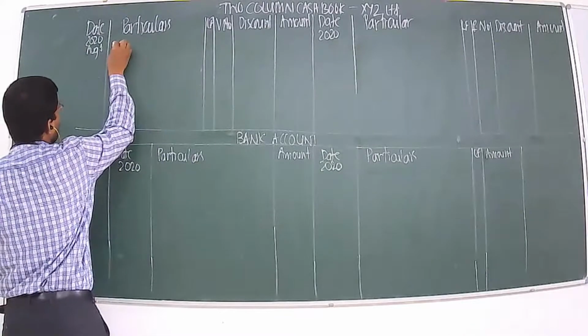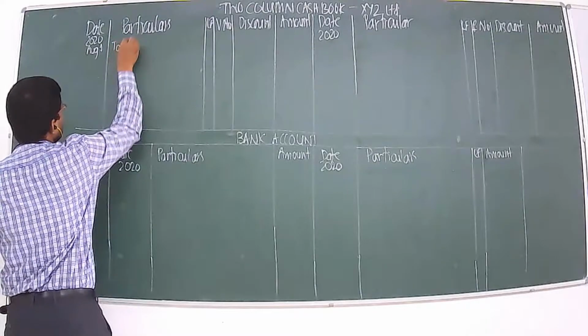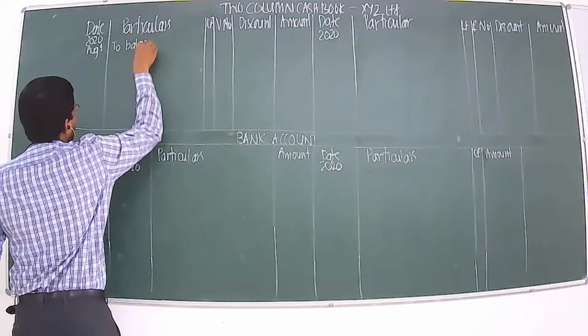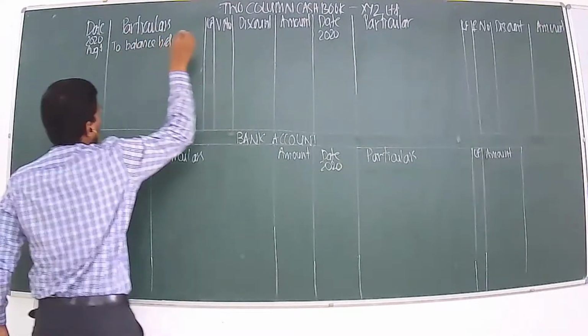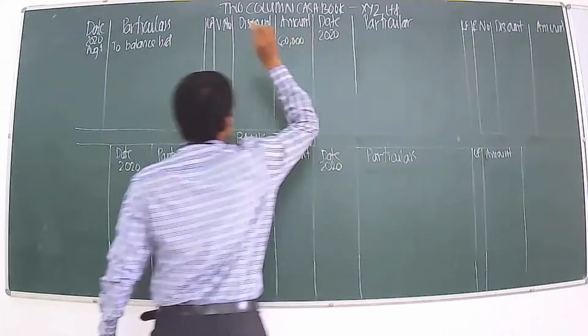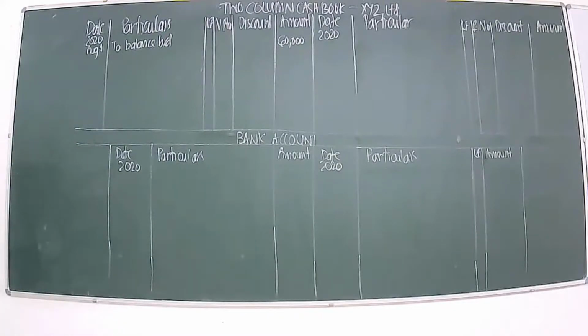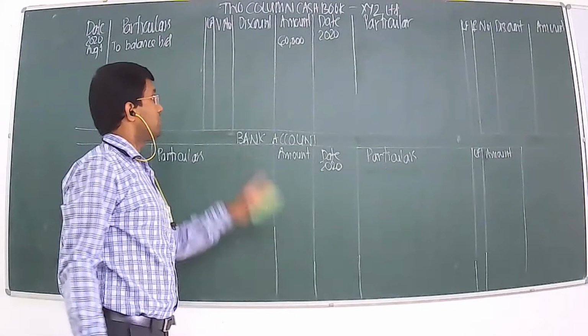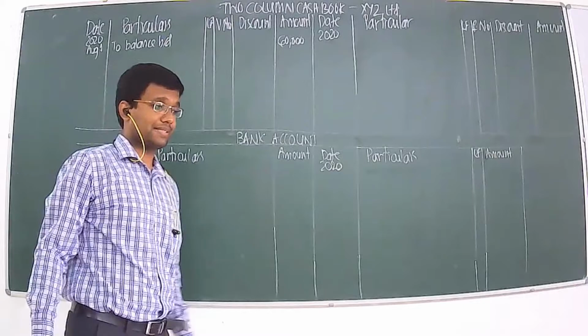So how do we record this? We will record this as: to balance brought down, and the amount is 60,000. So we are bringing down the balance.